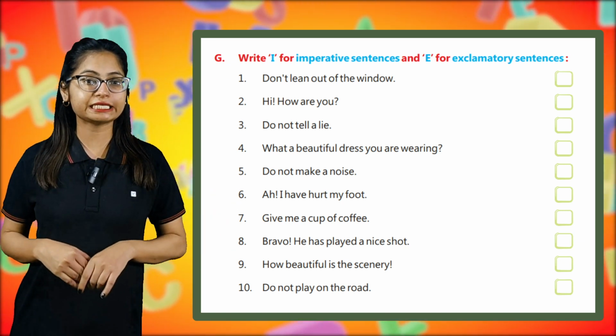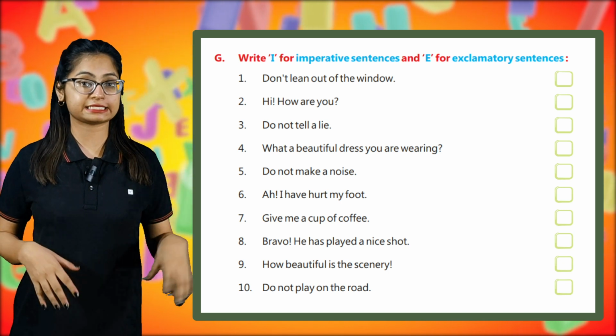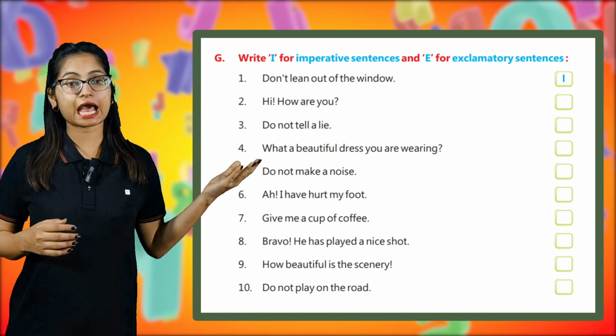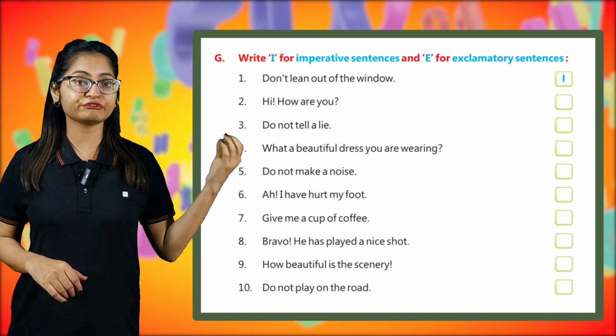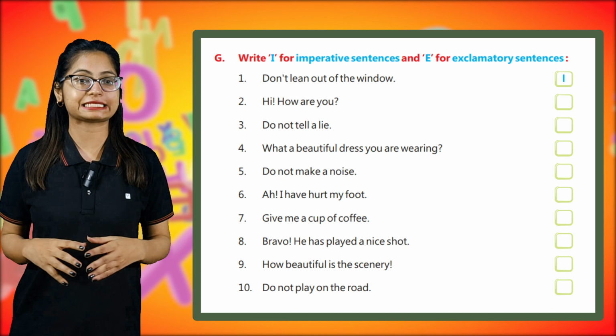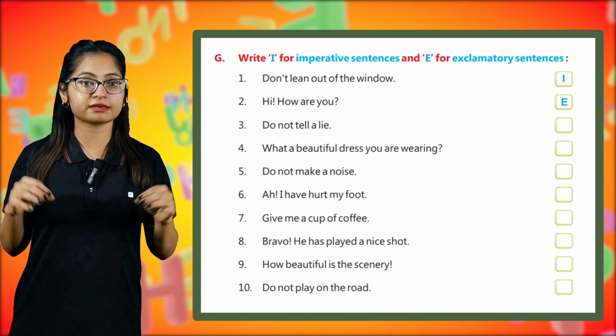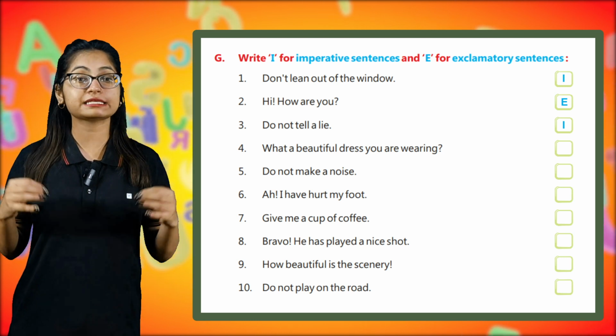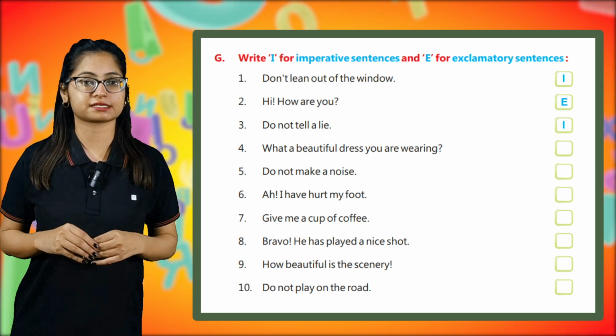First, don't lean out of the window. You can see there is a full stop. So we will write I. Next, hi, how are you? So here we can see exclamatory mark after hi. So we will write E. Do not tell a lie. We will write I because it is an imperative sentence.